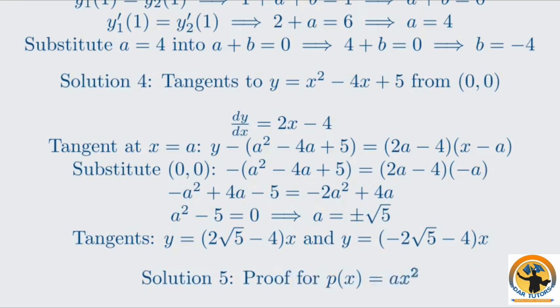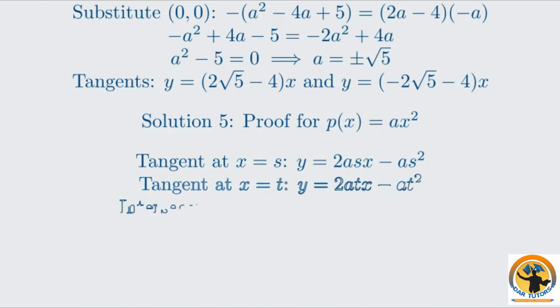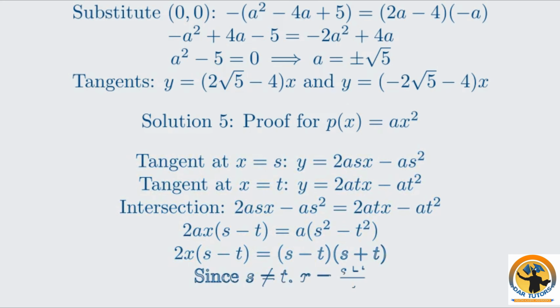For question 5, we find the tangent equations at x equals s and x equals t. We then set the y values equal to find the x-coordinate of their intersection. After some algebra, we find that x equals the quantity s plus t, all over 2, which proves the conjecture.